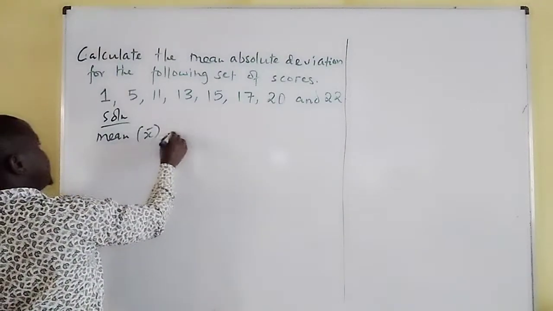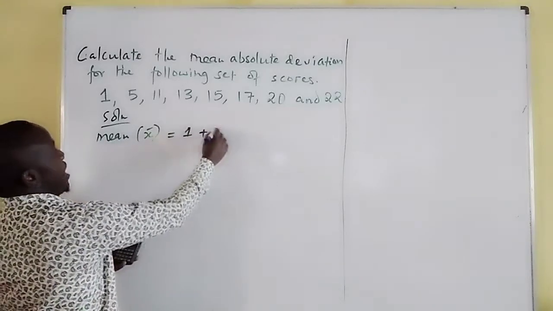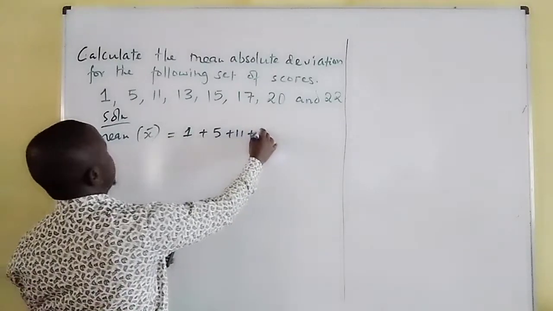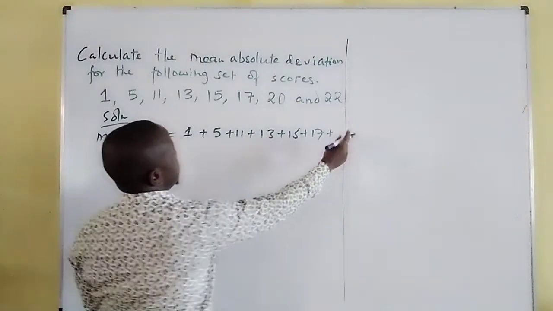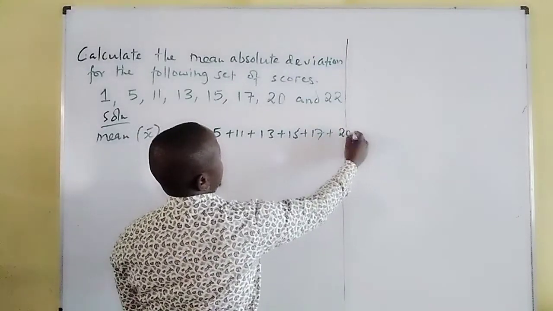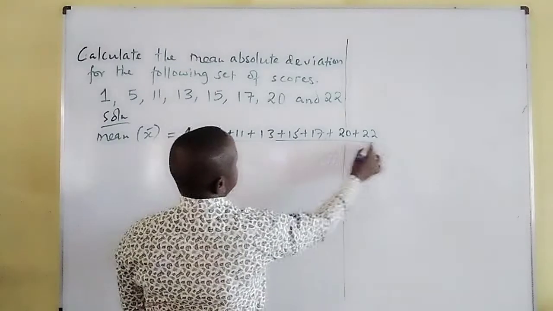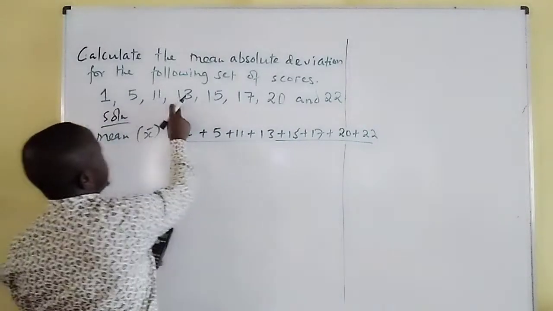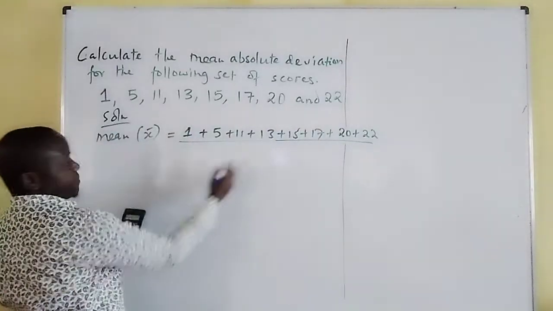Getting the mean. So the mean of 1, 5, 11, 13, 15, 17, 20, and 22. Then we divide by the total number of items. These are 1, 2, 3, 4, 5, 6, 7, 8. So there are 8 items.